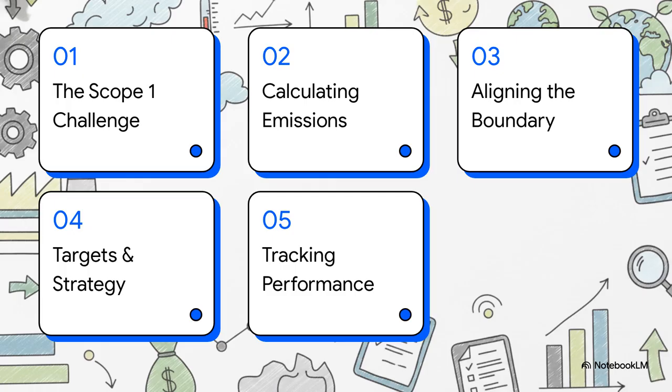Here is our agenda for the step-by-step journey we are taking today. 1. The Scope 1 challenge. 2. Calculating gross emissions. 3. Aligning the boundary. 4. Target setting and strategy. And finally, 5. Tracking performance.